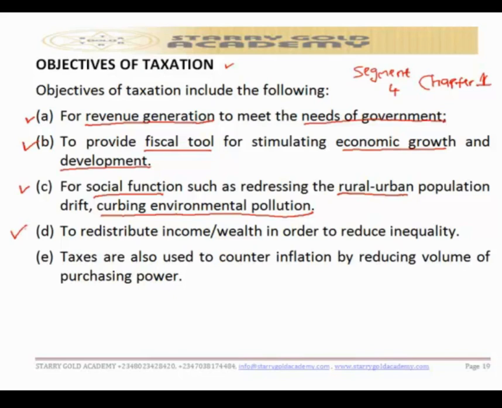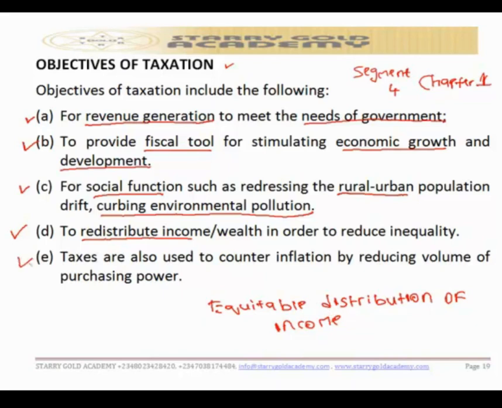The fourth one is to redistribute income and wealth so as to reduce inequality. Yes, this is one of the objectives of taxation: to redistribute income and make sure that every sector of the economy has an equitable distribution of income. Please take note of that. Equitable distribution of income amongst the sectors of the economy, so each sector receives the right distribution of income.